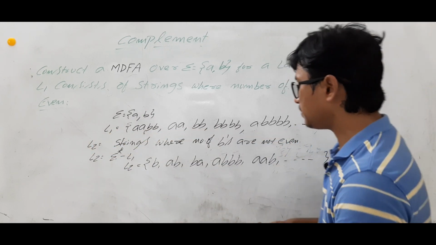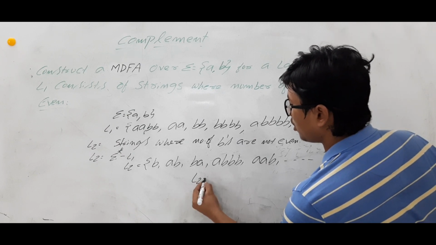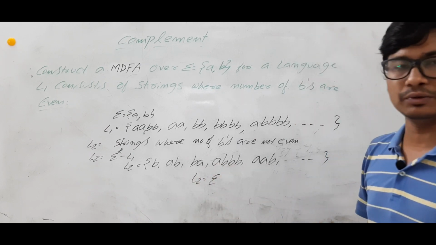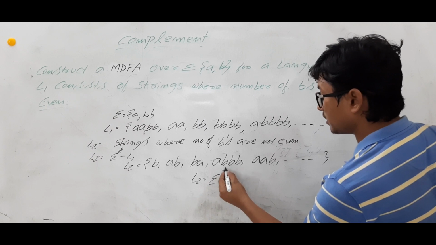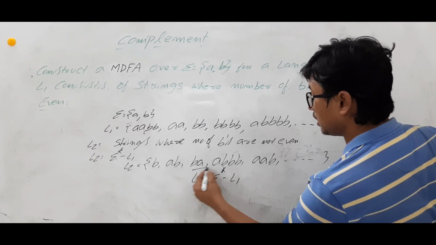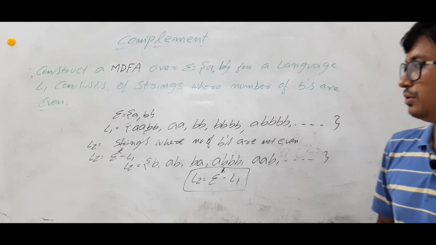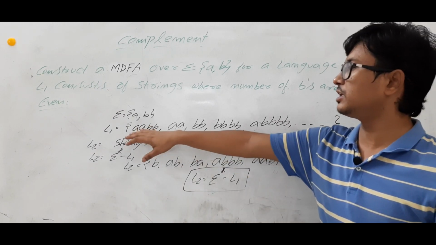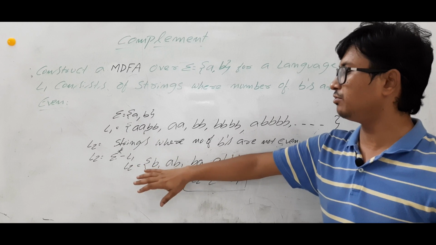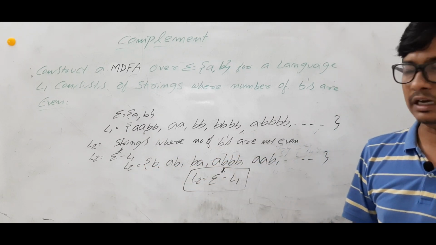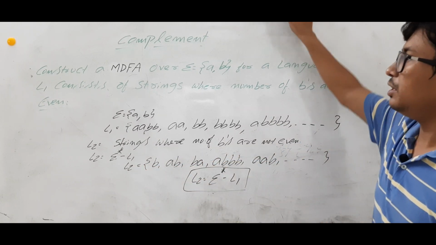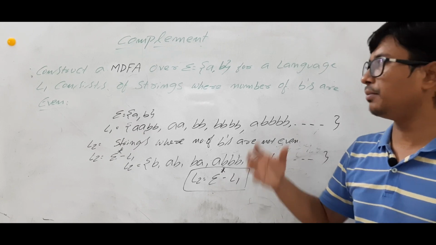How can I mathematically represent that L2 is the complement of L1? It is sigma star minus L1. So this is the representation. Simply, the strings which belong to language L1 will not be there in language L2. Now we will discuss the DFA.